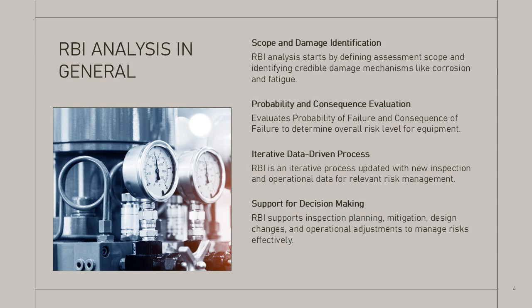The general RBI analysis process is iterative and data-driven. As new inspection results, operating data, or failure information become available, the risk assessment can be updated to reflect current conditions. This ensures that inspection plans remain relevant and technically justified. Importantly, RBI analysis is not limited to inspection planning alone. It also supports decisions related to mitigation measures, design changes, operational adjustments, and risk acceptance criteria. By applying a consistent and documented approach, RBI analysis enhances transparency, traceability, and engineering rigor in asset integrity management programs.